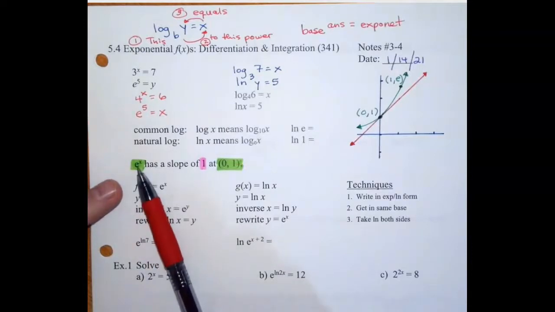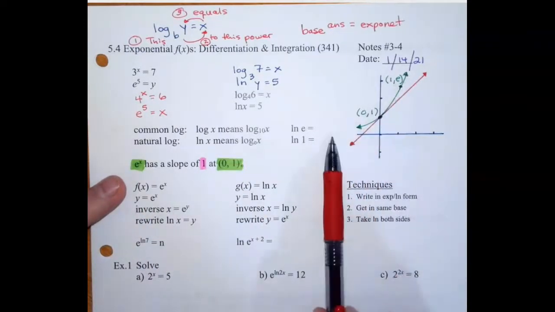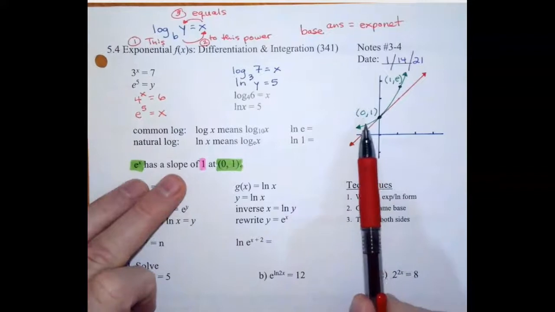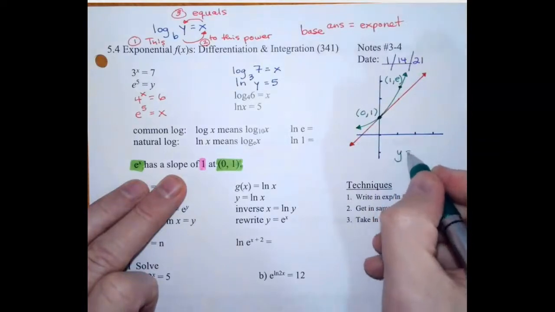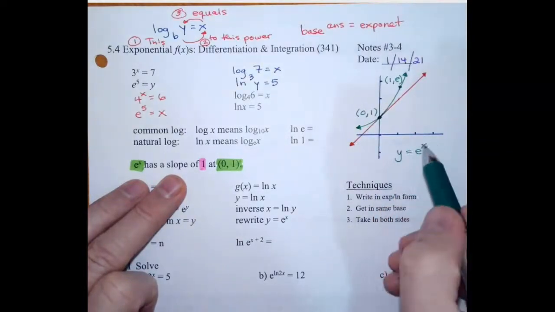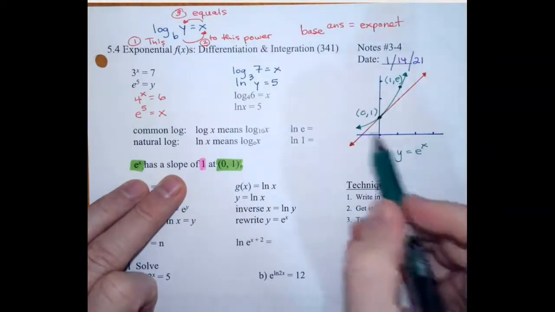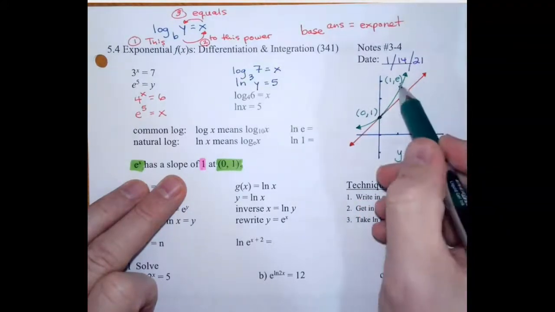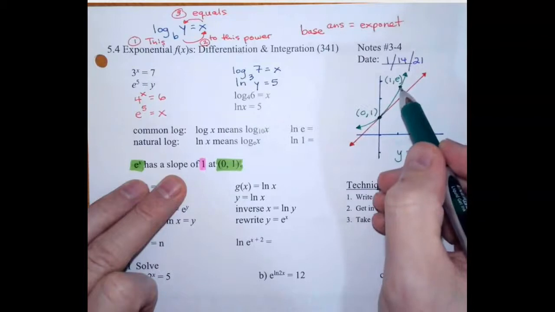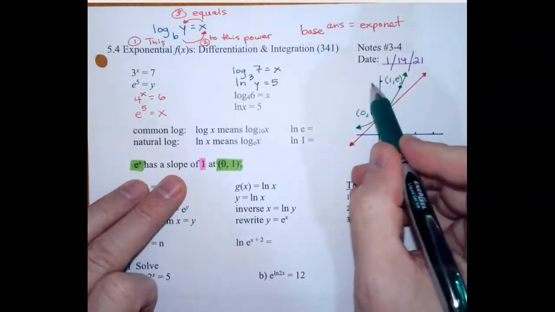So e to the x, the green graph here, so that is y equals e to the x. So when x equals 0, y equals 1. And when x equals 1, y equals e. So those are the 2 points. E is 2.71828, which is pretty close to 3.